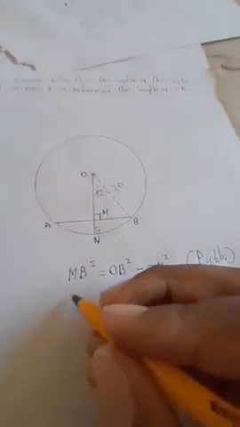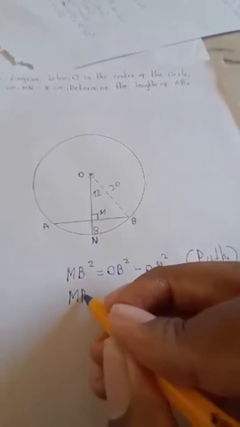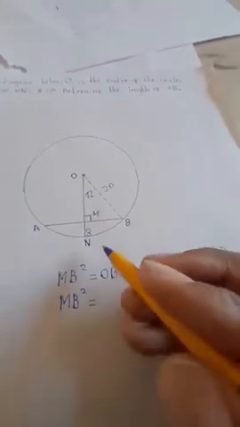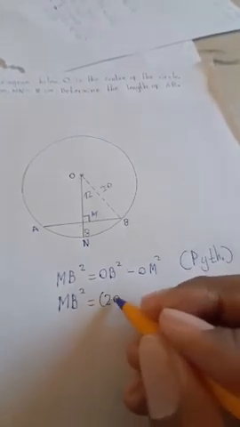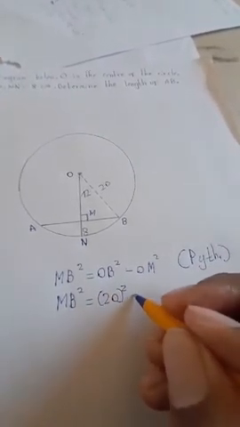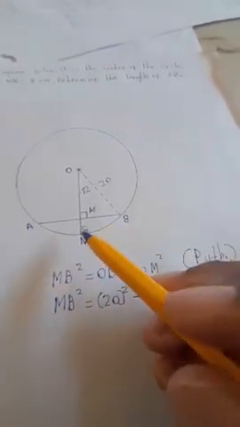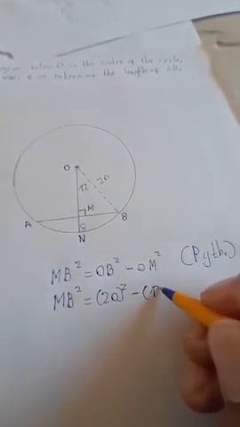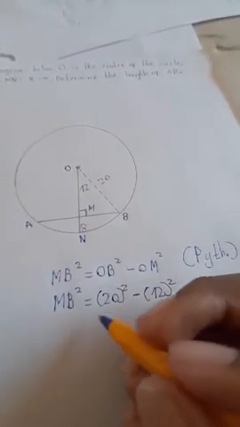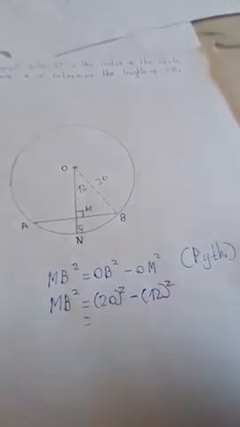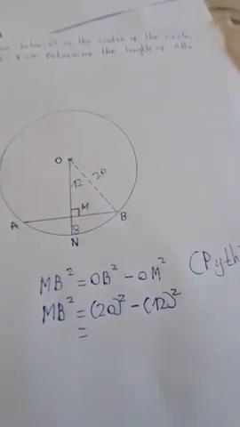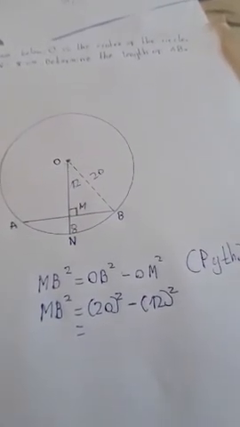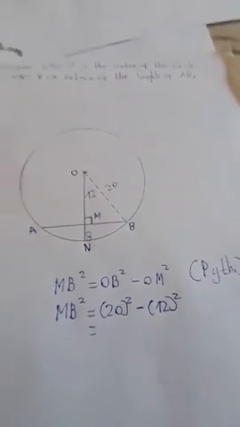MB squared is equal to, what is OB? OB is 20. We're gonna say 20 squared minus OM. What is OM? OM is 12, minus 12 squared. MB squared is equal to, so the calculator, 20 squared minus 12 squared, it gives us 256.